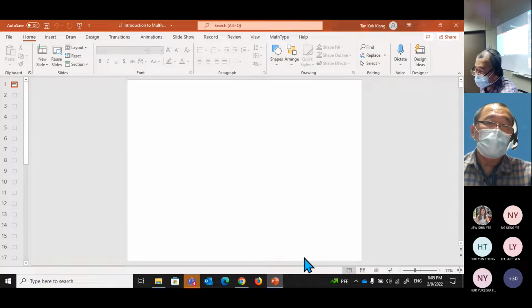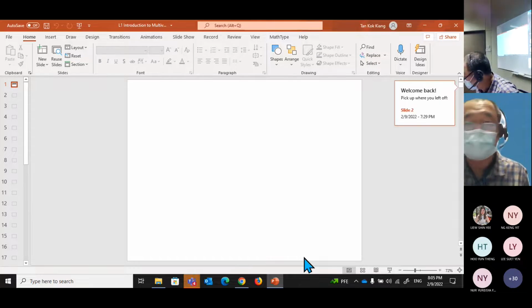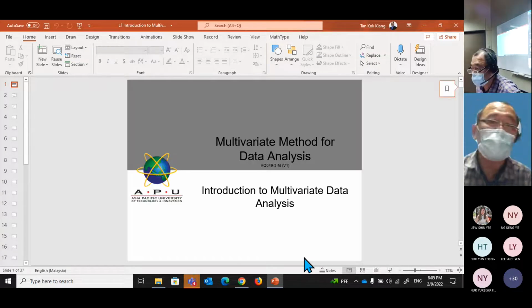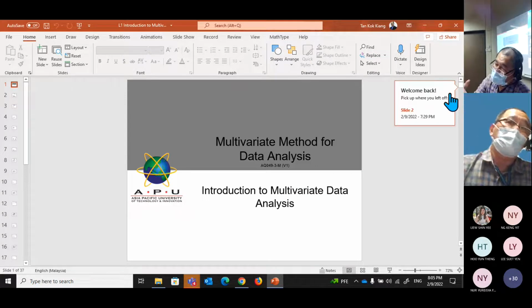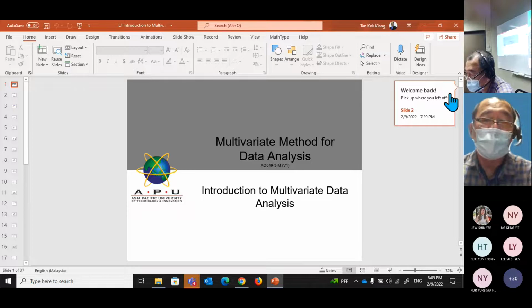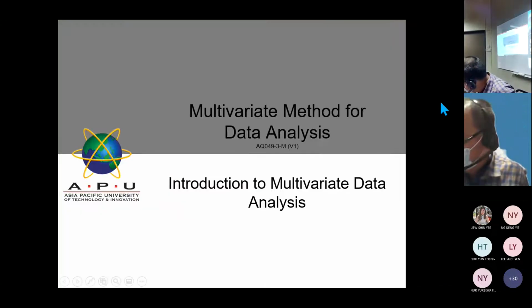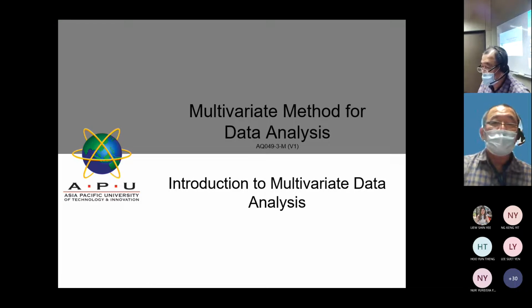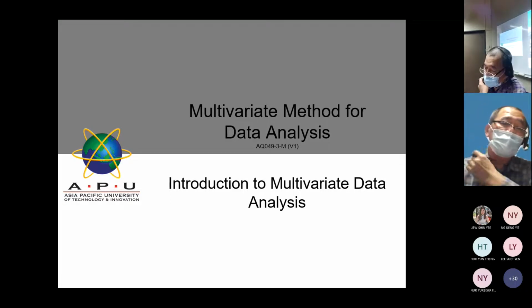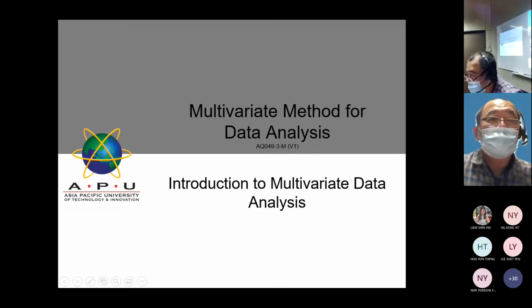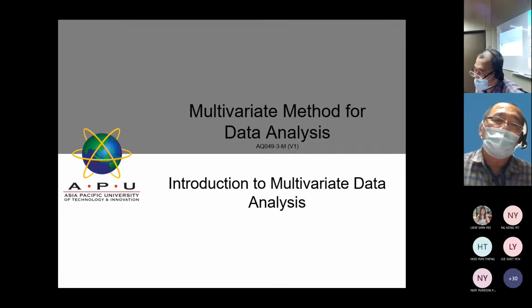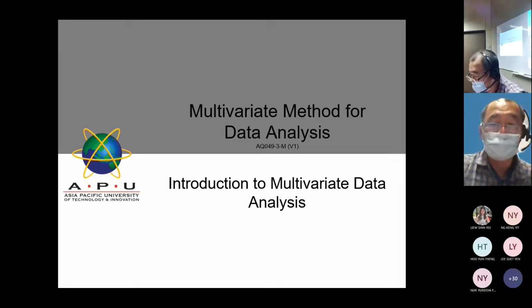So chapter 1 is only the introduction. But actually it's still quite important. Now you must understand your data first. Then only you know what method of data analysis is appropriate. Of course, multi means two and above. Multivariate data analysis.